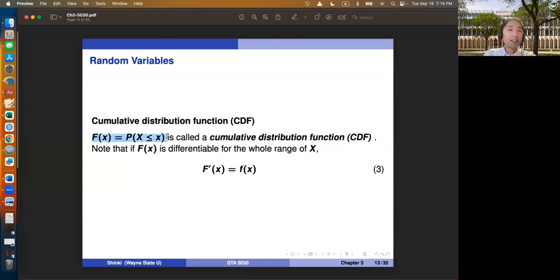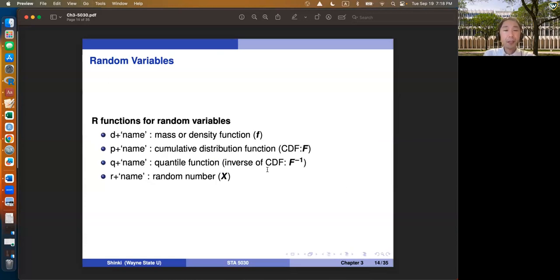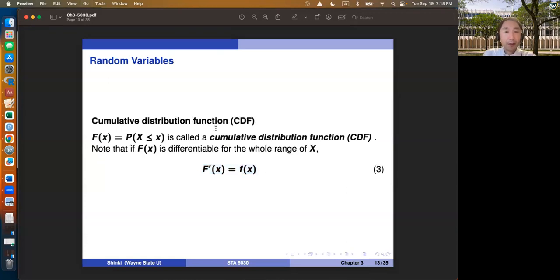And naturally, this is the antiderivative of lowercase f of x, because this is the area under the lowercase f of x. So the capital F prime of x is lowercase f of x. Any questions so far? I think you can refer to statistics or probability textbooks to find this.